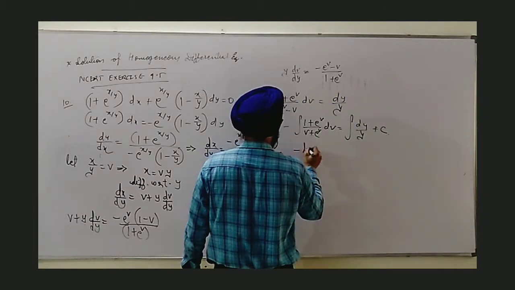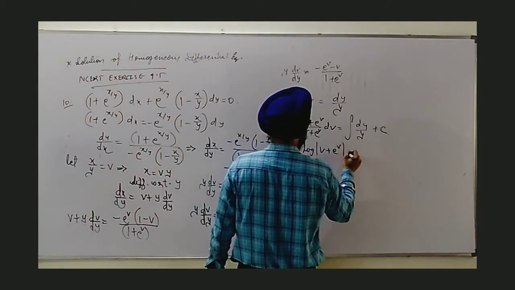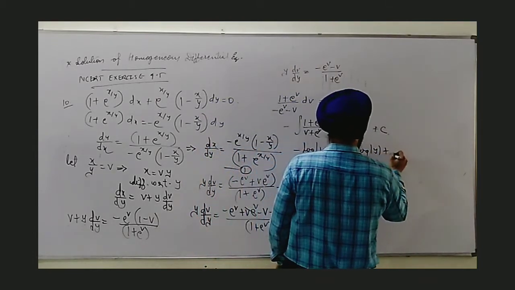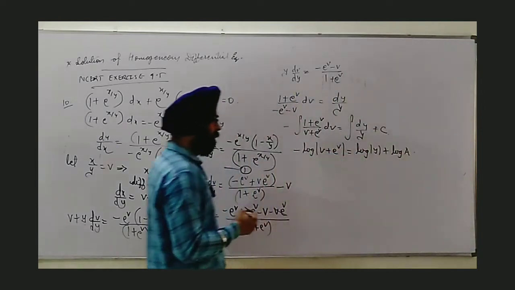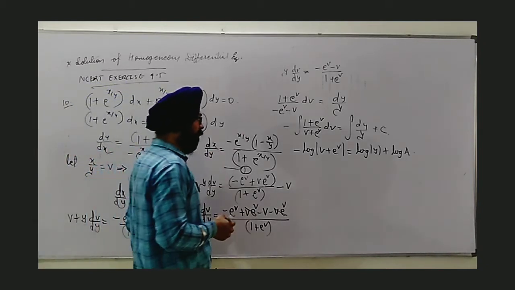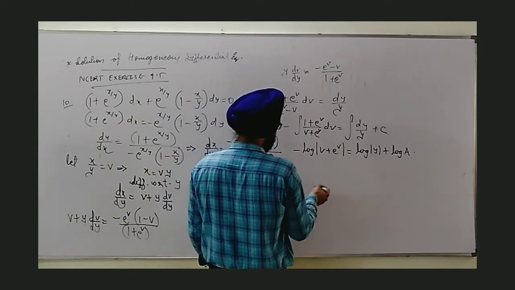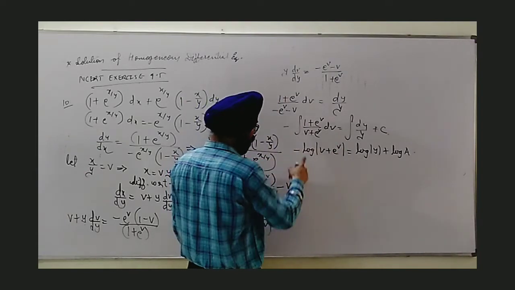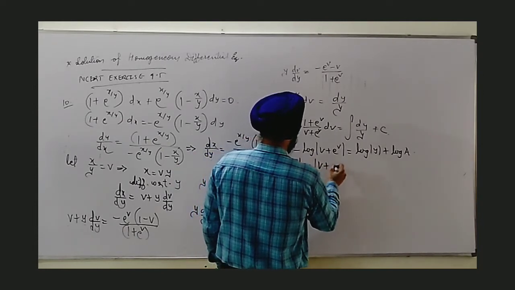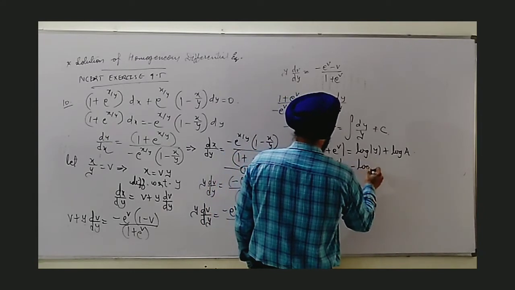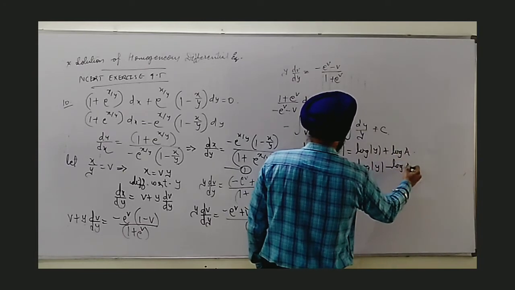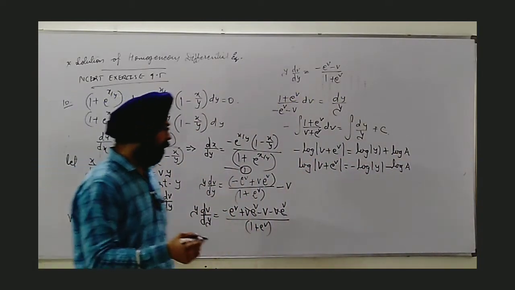So we get minus log of mod (v plus ev) equal to log of y, and obviously c also I will write as log of a. You can check it, as each term is a log. So what else can we do? Here, first of all this minus I will sort out: minus I shift to the right hand side. So it becomes log of (v plus e raised to the power v) equal to minus log y and minus log a.